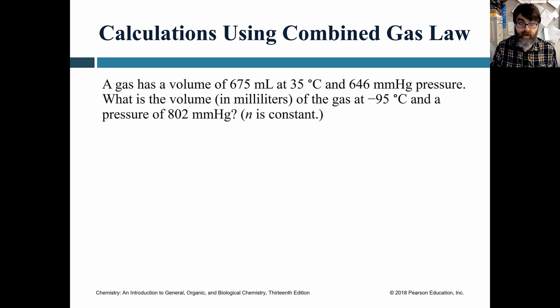So here we're just going to get into doing some practice calculations over these kinds of things. First thing is to just label the pieces here. A gas has a volume, so that is our volume initially. At 35 degrees Celsius, so we've got to add 273 to that. That blue does not show up well. My apologies, 308 Kelvin. And then we have a pressure initial here. And then we're asked what is the volume final.